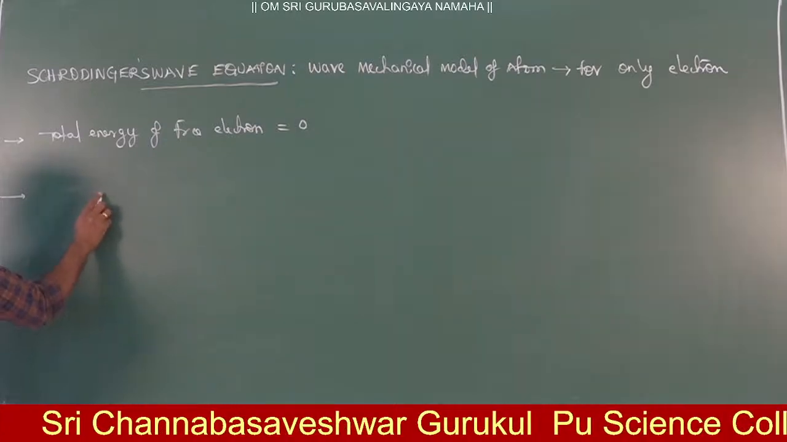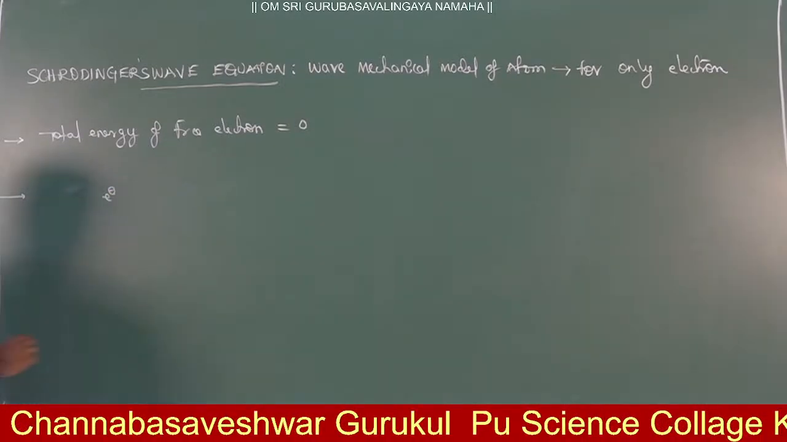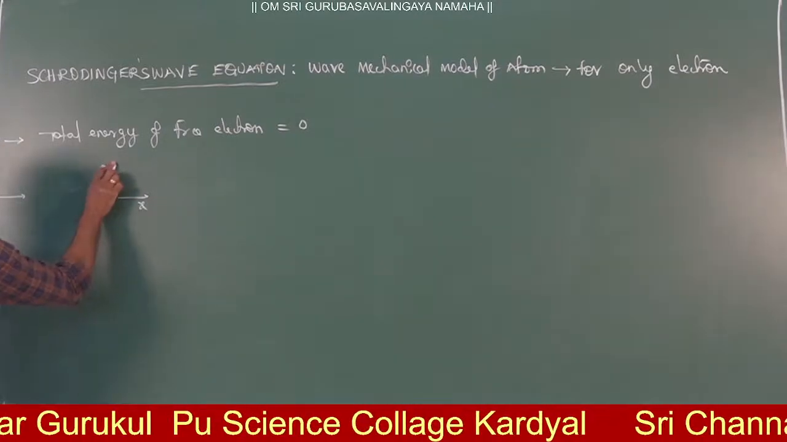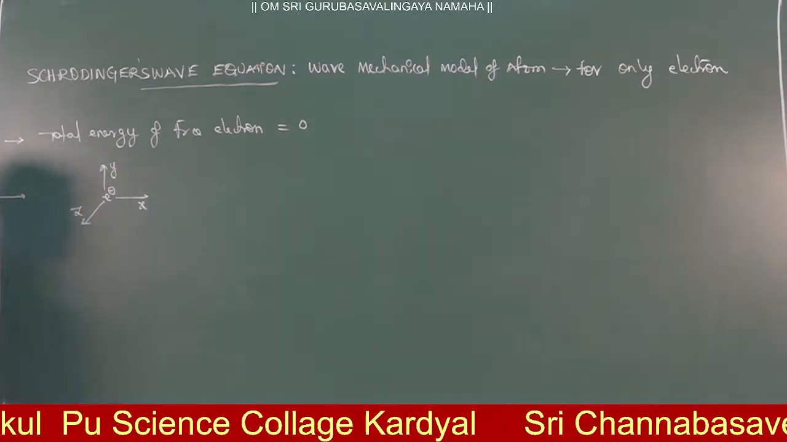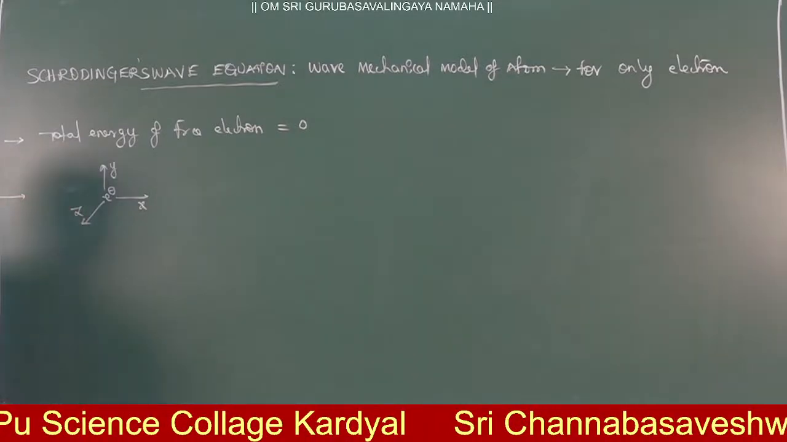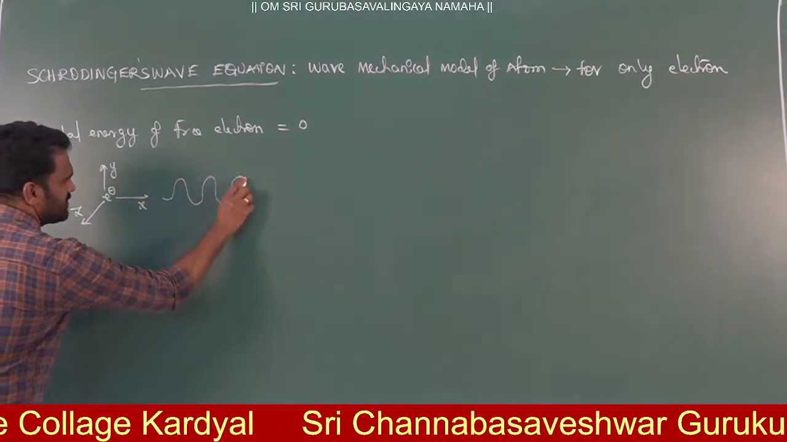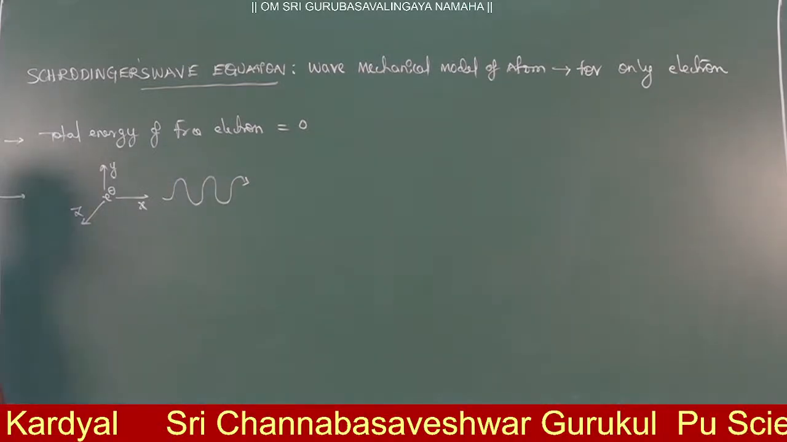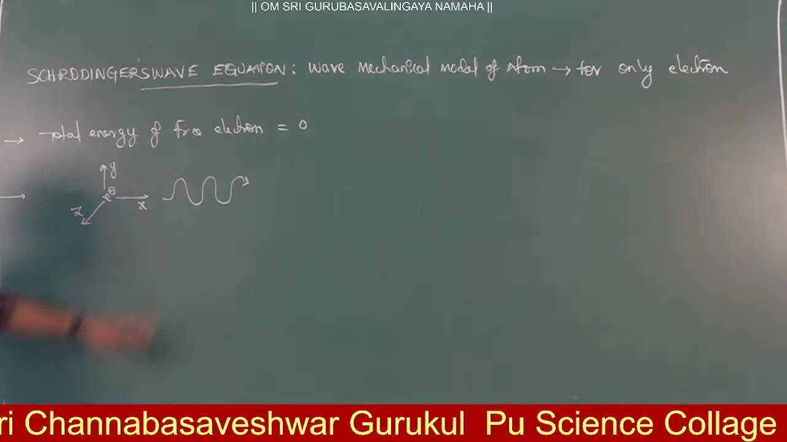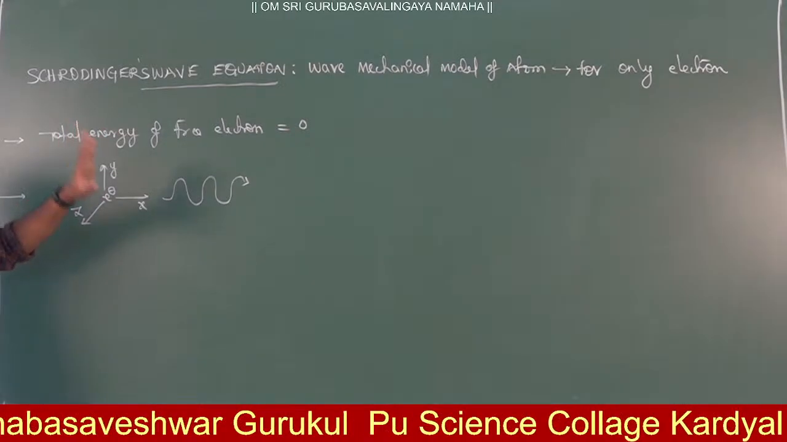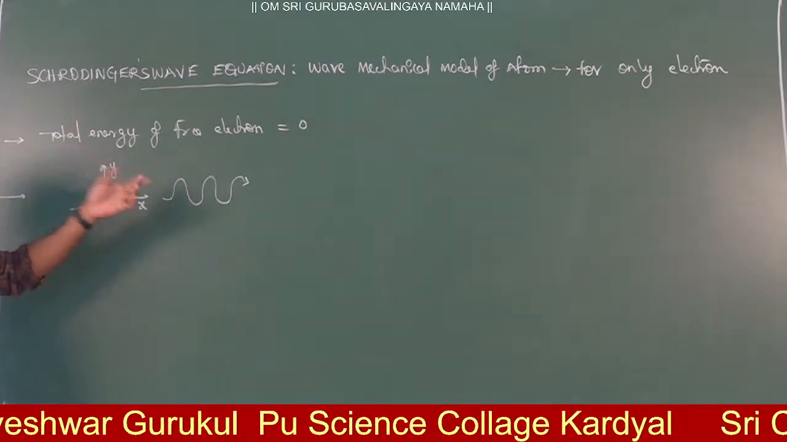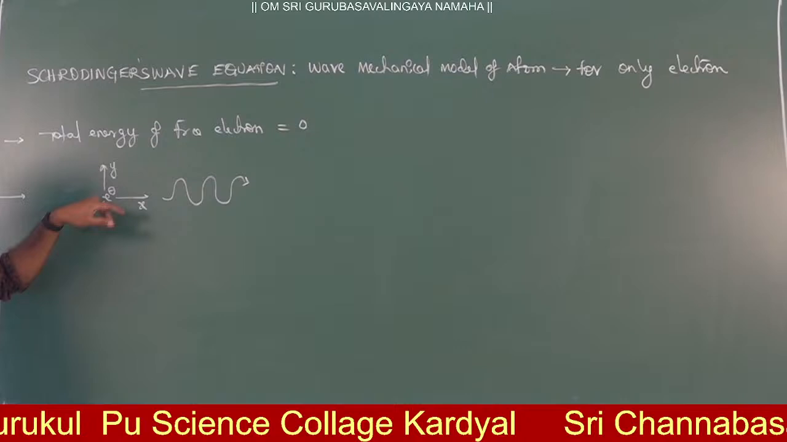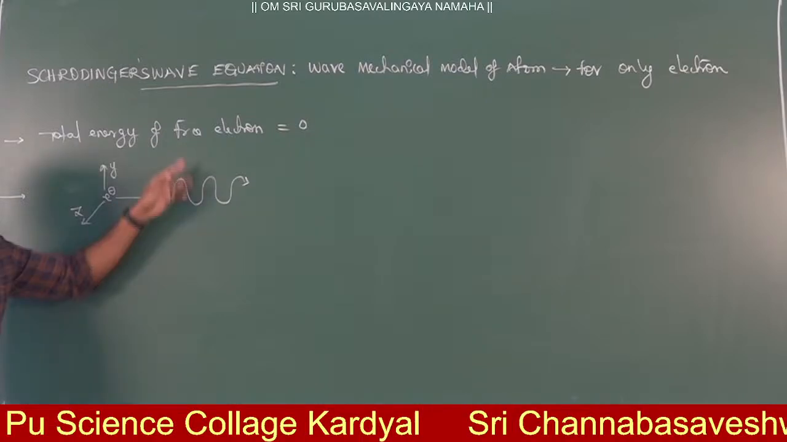Now let us assume this is our electron. He differentiated it three-dimensionally: this is the x-axis, y-axis and z-axis. The electron is moving with wave nature as well as particle nature. Yes or no? So the electron's nature is wave nature as well as particle nature. That's why he considered a wave model of the electron, differentiated the equation three-dimensionally, and proved that the free electron energy will be equal to 0.